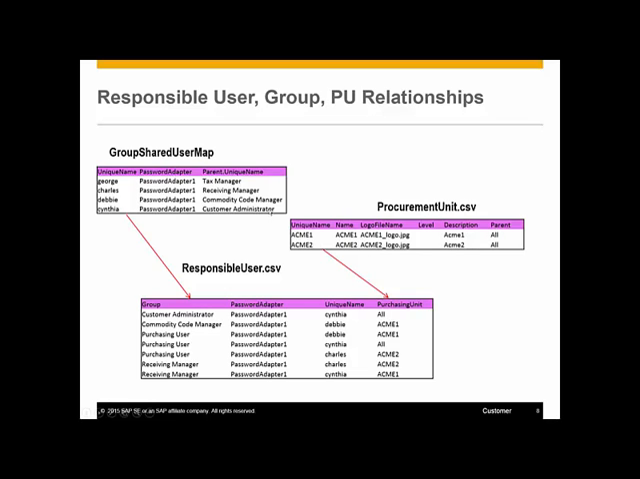Once we have these two files set up, the responsible user file is an extension of the two. As I mentioned, if a user is responsible for more than one purchasing unit, this is where we can set that up. For example, you'll notice that the users listed here like Cynthia and Debbie are in here multiple times. And that's because based on these groups, they're responsible for more than one purchasing unit. You can have as many records as are needed in this file.